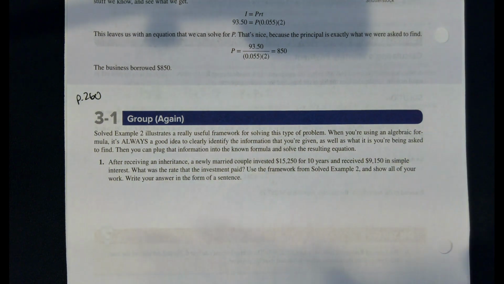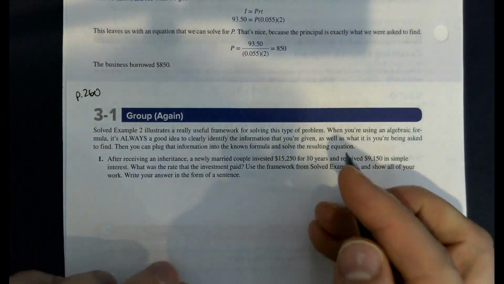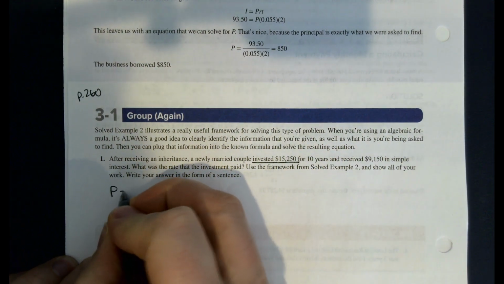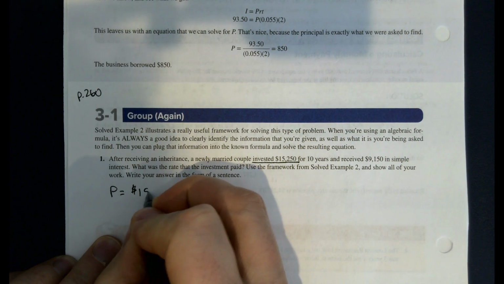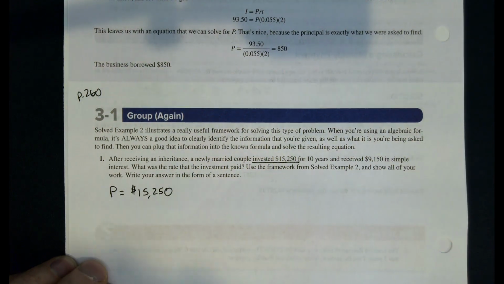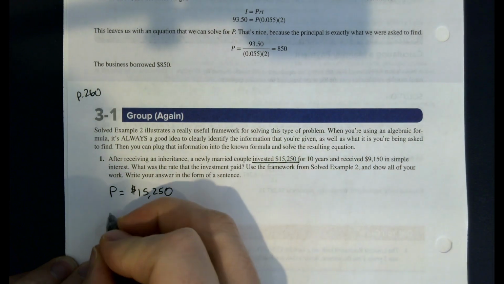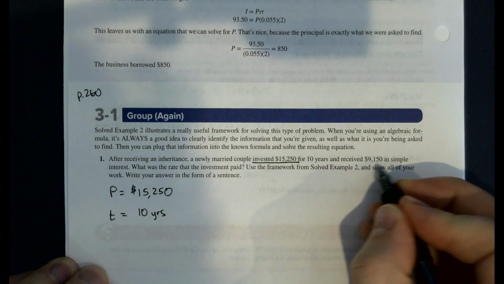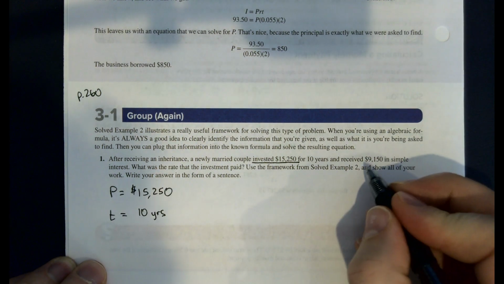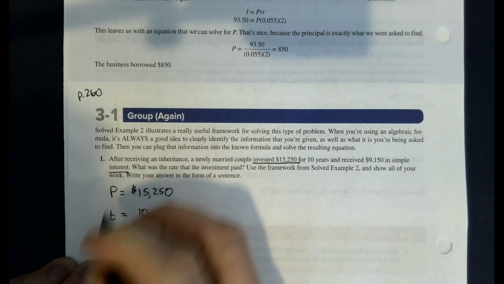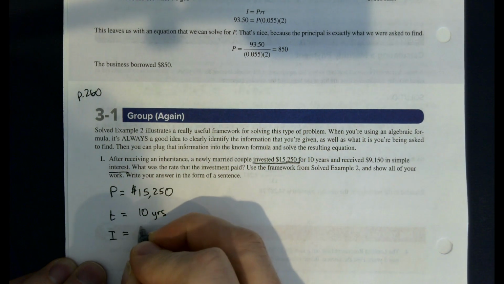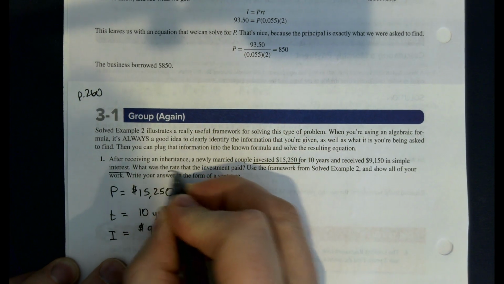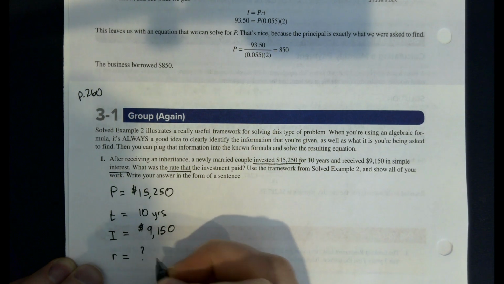All right, what we're going to do is identify the things we've been given. Note the word invested, $15,250. That's the principal. That's the initial amount of money that has been deposited into some sort of account. We've got the amount of time noted as 10 years, and then received $9,150 in simple interest. Notice this is a dollar amount and it says interest, so that's the I, not the rate. And then the question says, what was the rate? So what we're trying to find is the rate.